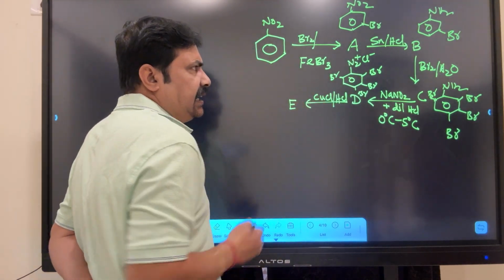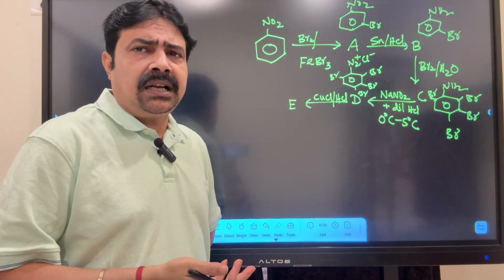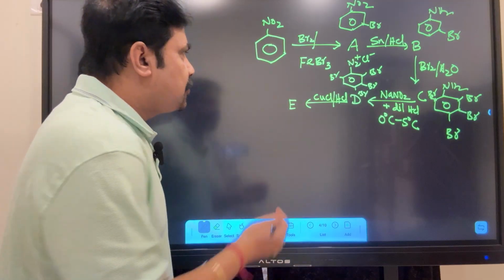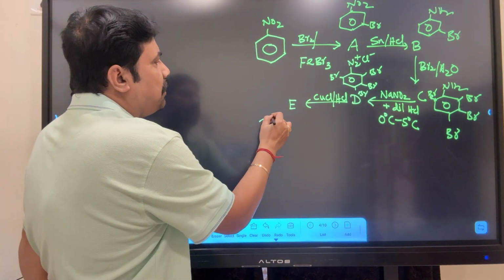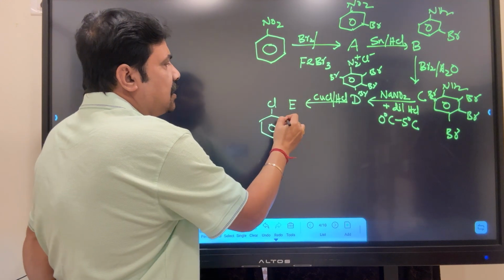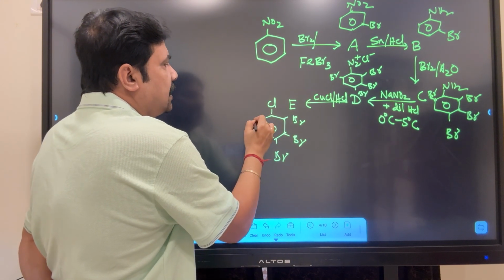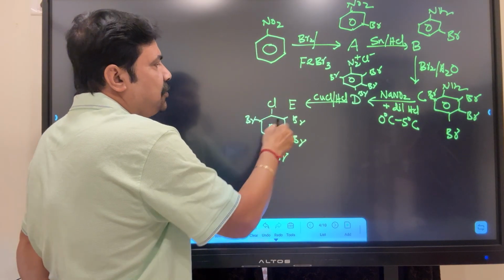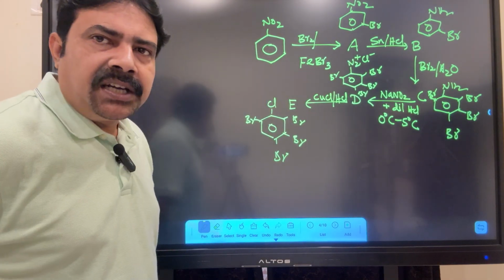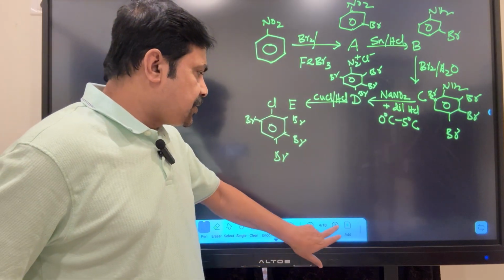Then CuCl, HCl. CuCl, HCl means diazonium with CuCl, HCl: Sandmeyer reaction via radical pathway. So that's why E will be nothing but this compound. Here chlorine, and here bromine was there, here bromine was there, here bromine was there, and here bromine was there. This will be your E. They are asking what is E. Point is clear? Okay. Go for the next question.